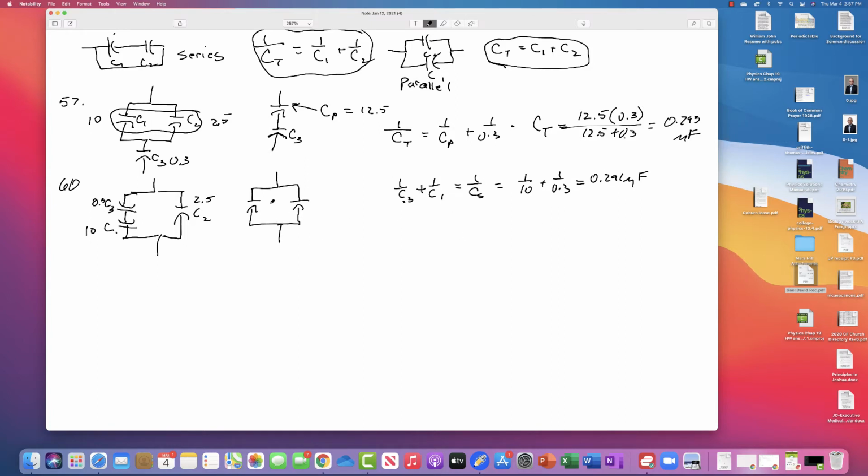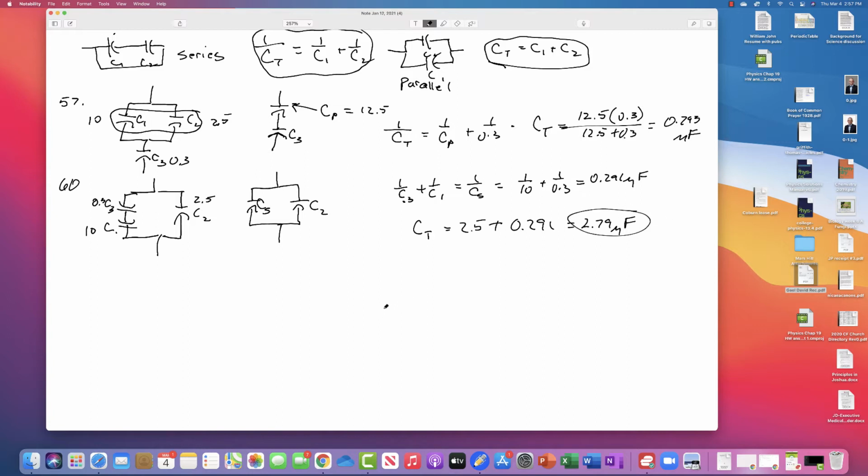So you take this one, which is now the CS, and this is C2. So the total is going to be 2.5 plus 0.291. And so if you do that, you get 2.79 microfarad.